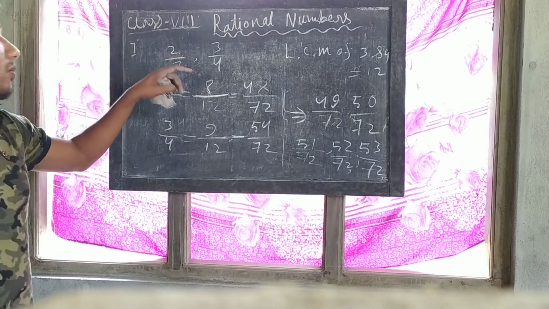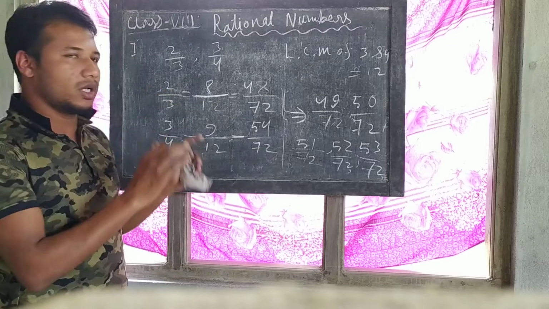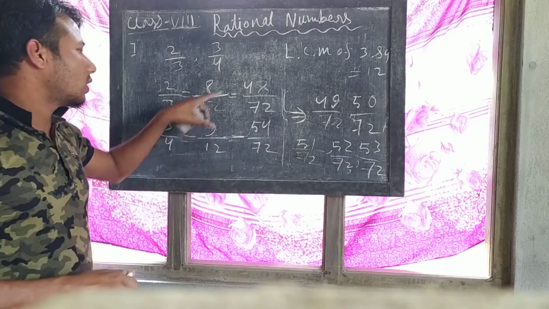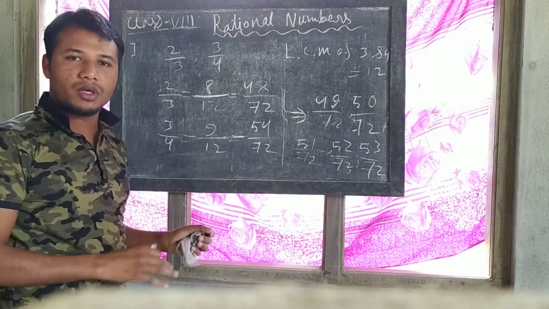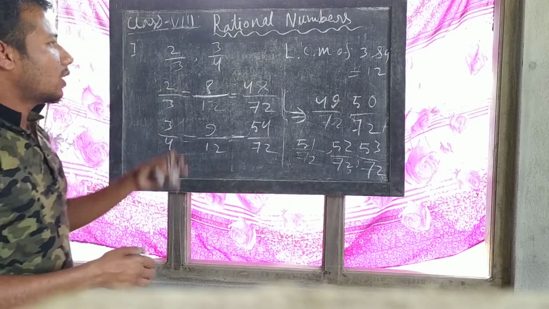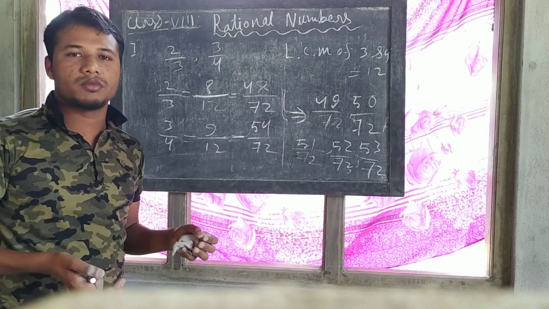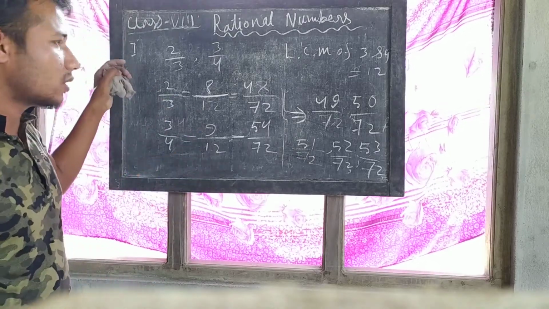So first you have to make the denominators the same. Then you have to see whether there is enough gap between the numerators. If there is no gap, we can multiply both the numerator and denominator so that the gap increases. Like this you can find rational numbers between any two given rational numbers. So this is your part.